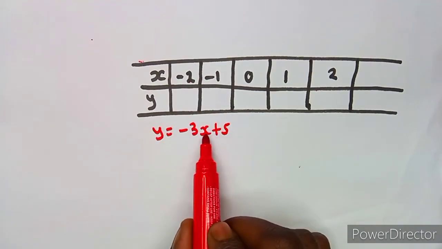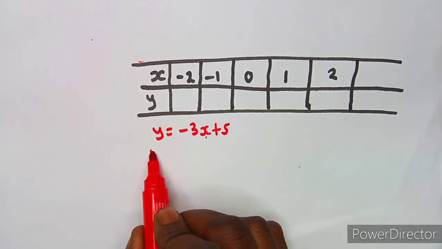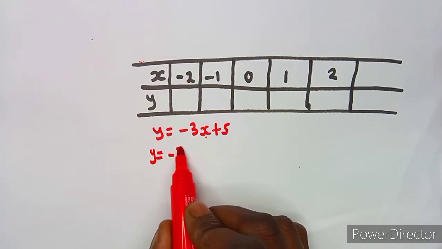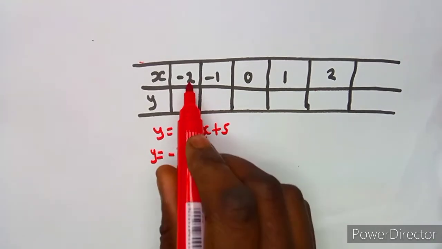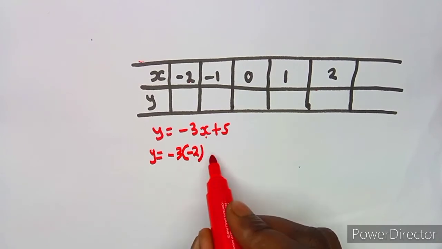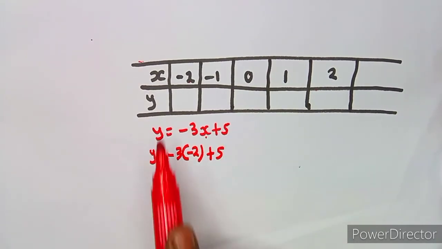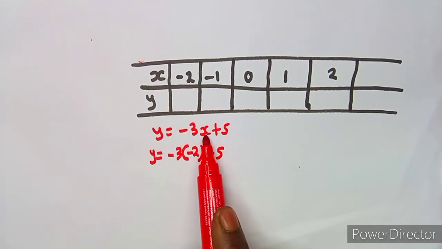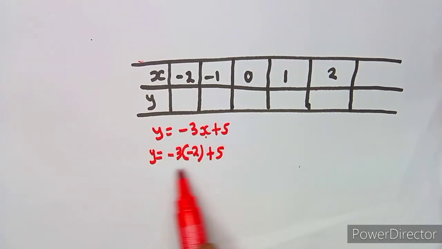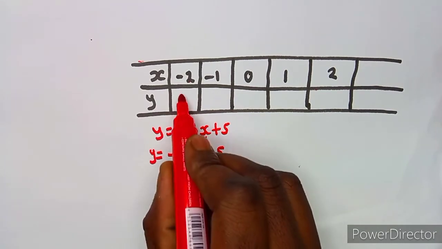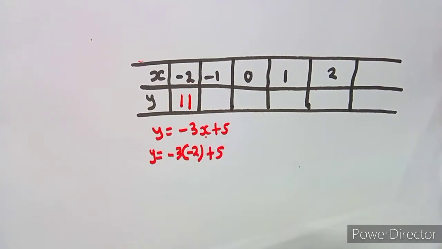In place of x, you substitute minus 2. So it's going to be y is equal to minus 3 into x, which is minus 2 like this, plus 5. So that's how you do it, guys. Minus 3 times x, which is minus 2. Okay, so from your calculator, you're going to obtain 11. So this will be 11.